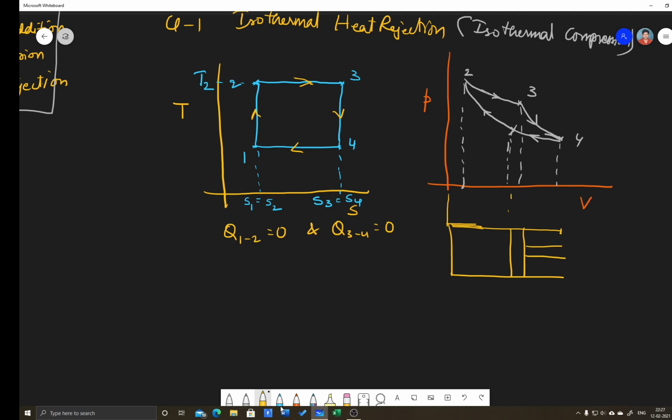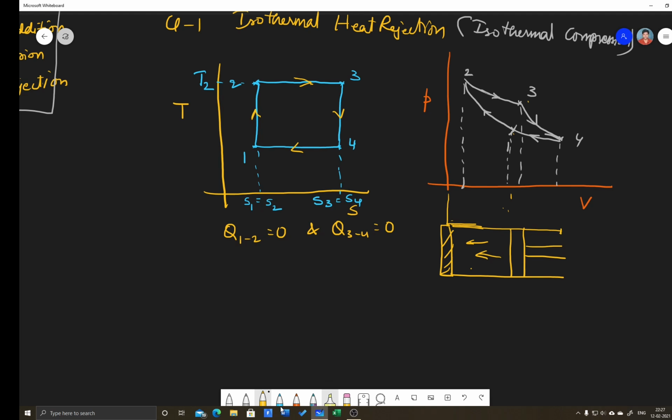So during 1 to 2 process is isentropic compression. So during this process there will be an insulated head. That means whatever the compression takes place, there will be no heat transfer between this gas and outside atmosphere. So it will happen like this. From 1 to 2 there will be isentropic compression. After reaching 2, 2 to 3 is isothermal heat rejection.